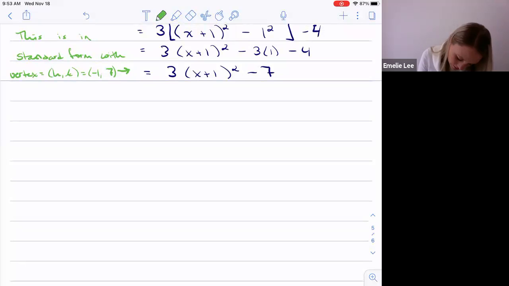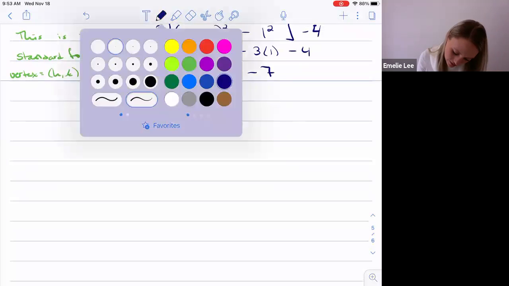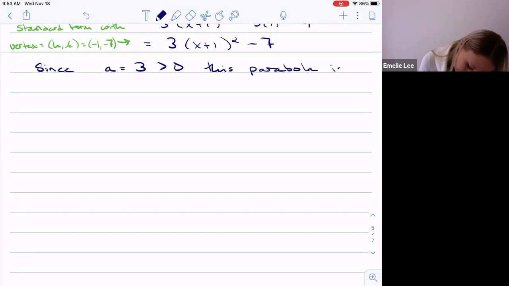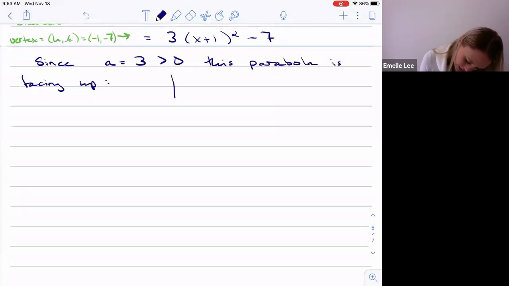Okay. Just looking here. We already decided that this thing is pointing up, right? And so since a is positive, it's pointing up. And you know h is -1 and k is -7, so you know where the vertex is. Okay. Since a is 3, which is greater than 0, this parabola is facing up. So we have something like this.